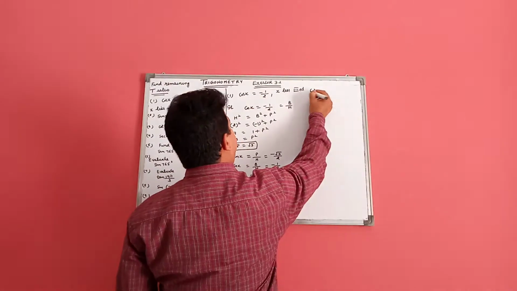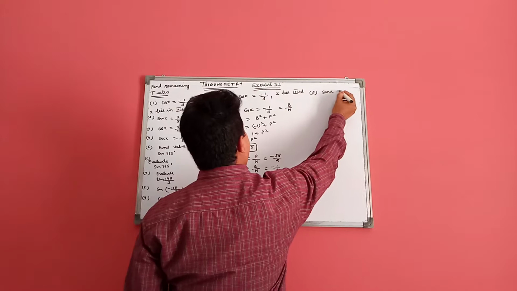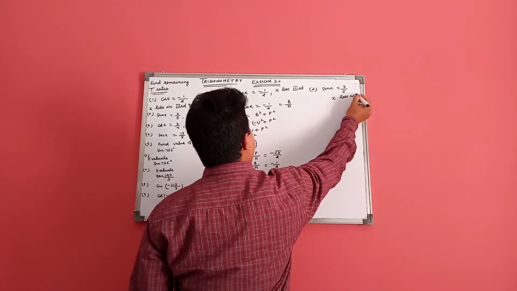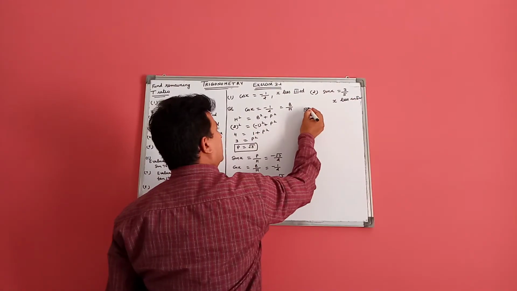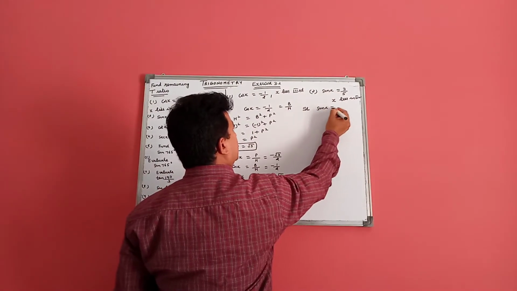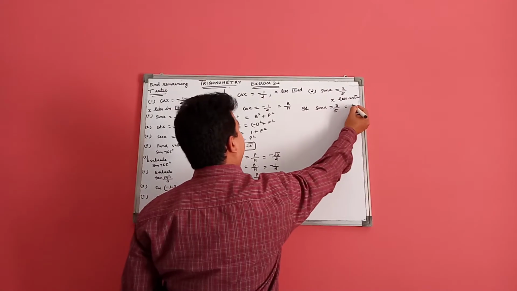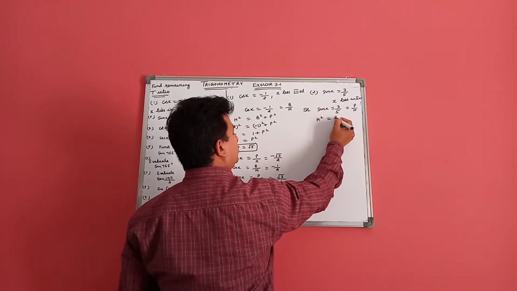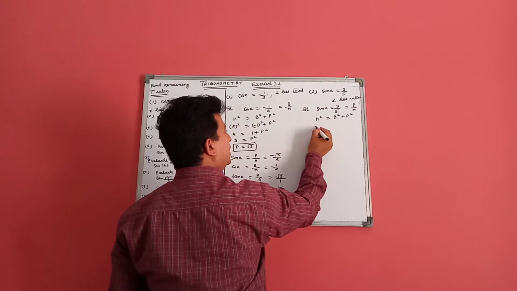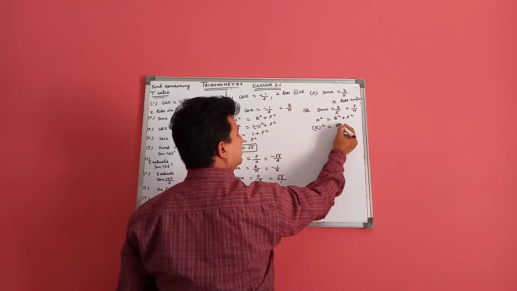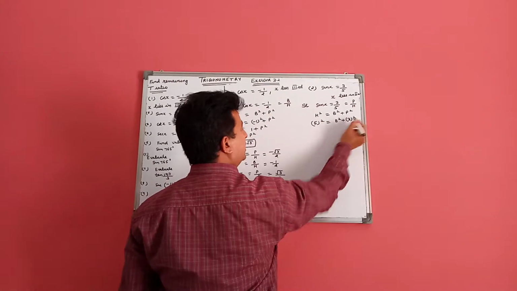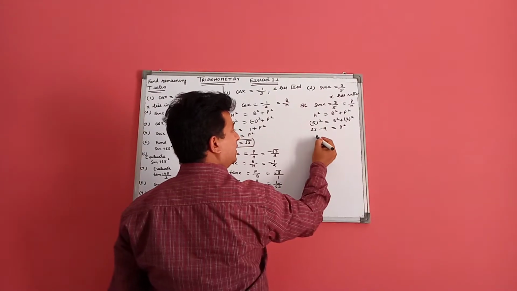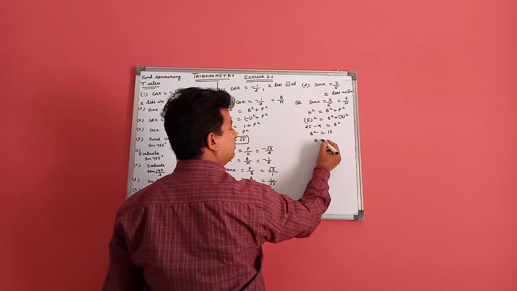In question number second, sin x is equal to 3 upon 5. x lies in the second quadrant. As we know, sin x is equal to 3 upon 5, which is perpendicular over hypotenuse. According to Pythagoras theorem, h is equal to 5. We find the base in this question. 25 minus 9 equal to b square, b square equal to 16, b is 4.